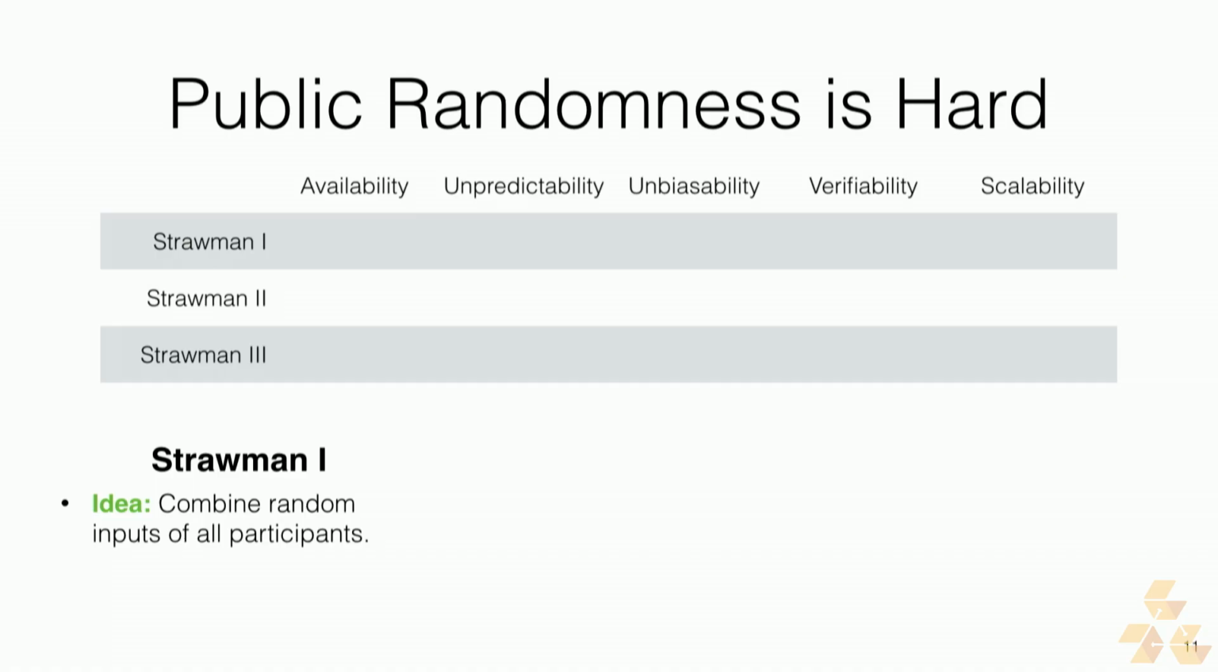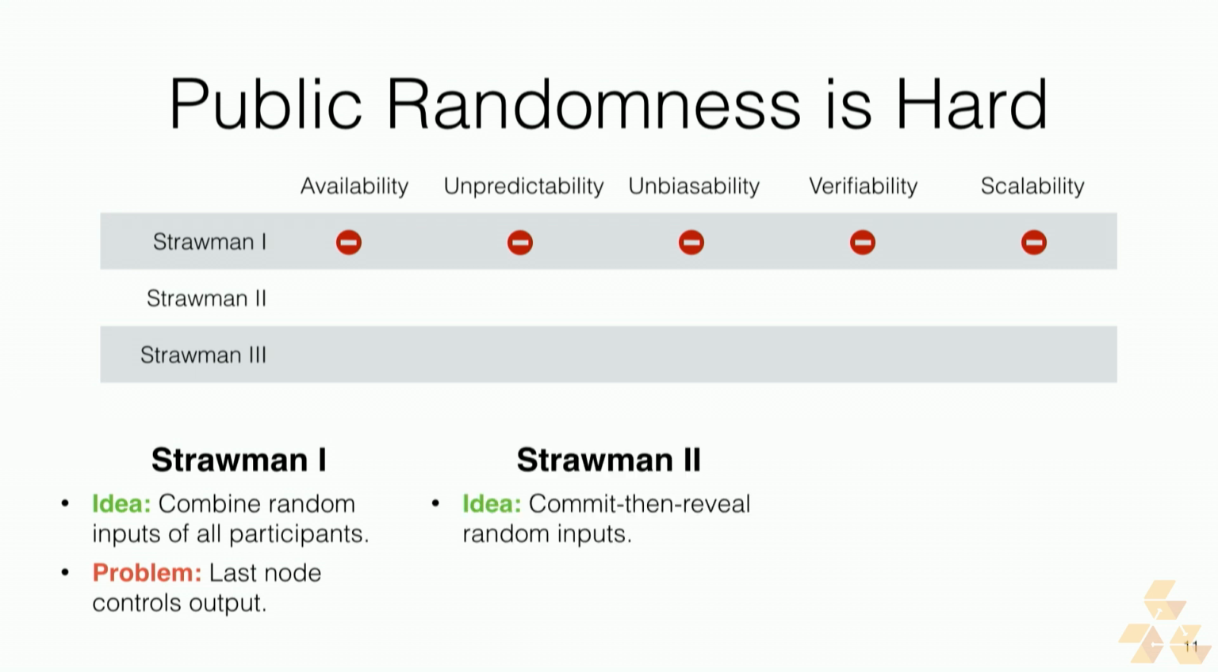At first, generating public randomness seems easy, right? You just say, okay, I have these nodes and they all generate a random value, and then we combine all these outputs to get the final random string. The problem, however, is that the last node in this sequence completely controls the output. The adversary can just wait until he sees the outputs of n-1 nodes, then, for example, XOR everything together and choose his random string in such a way that the outcome is to his liking. So that's not a good approach.